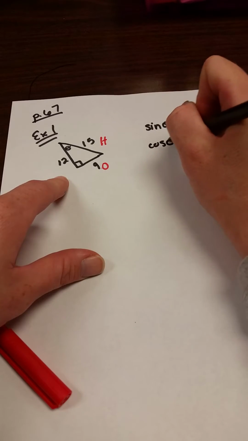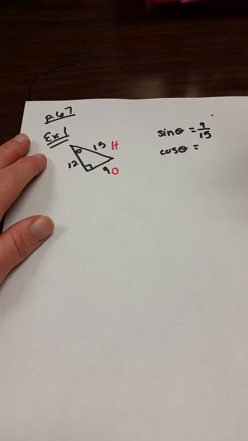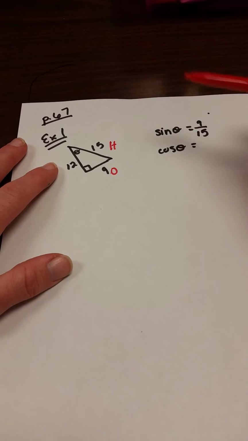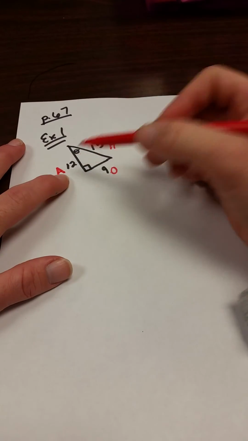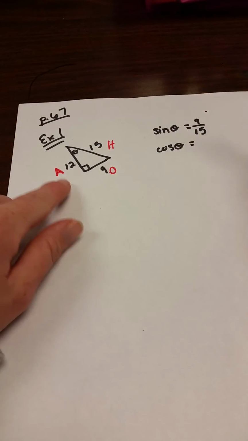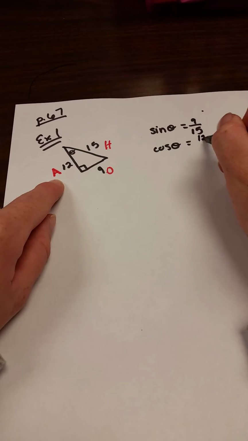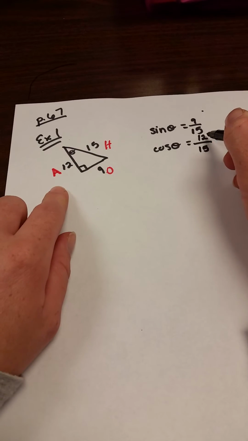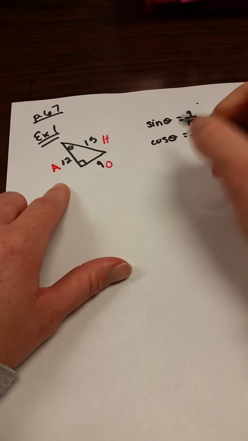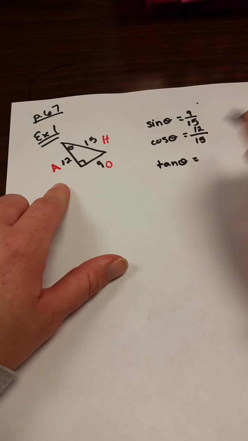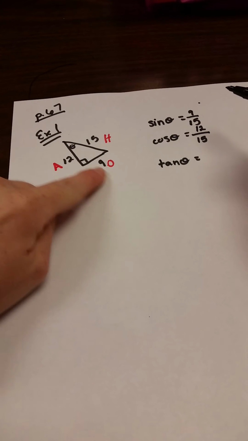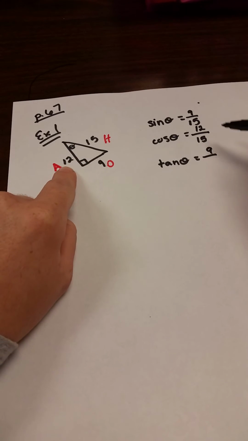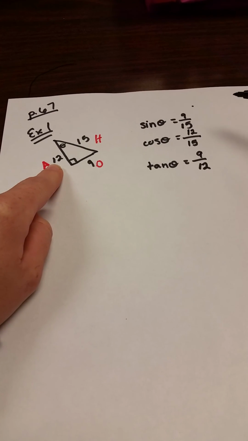If I'm doing cosine of theta, cosine is CAH. CAH is A and H, adjacent and hypotenuse. If this is my theta, this is the side that's next to it, so that's my A, and then my hypotenuse is 15. So cosine of theta is 12 over 15, because that's your adjacent over hypotenuse. If you're doing tangent of theta, tangent is TOA. TOA is opposite and adjacent, O and A. So when I look at my theta here, my opposite is 9, and my adjacent is 12. So tangent of theta is 9 over 12.